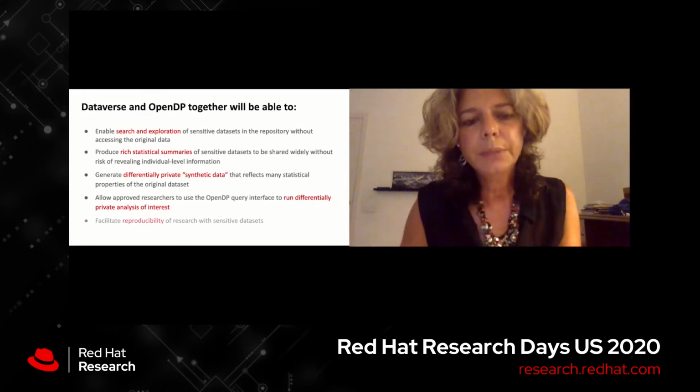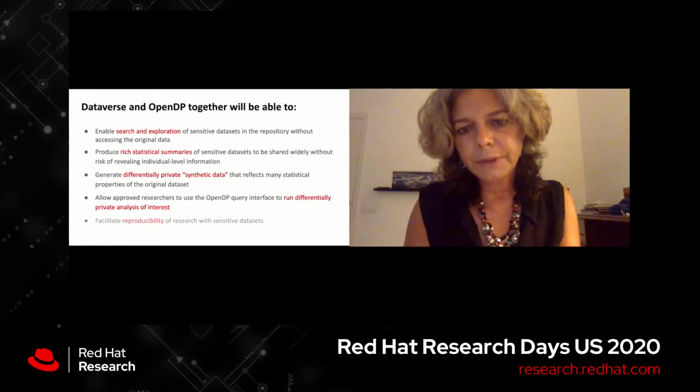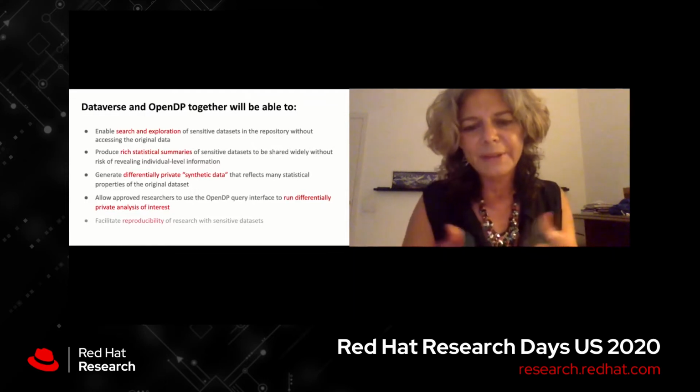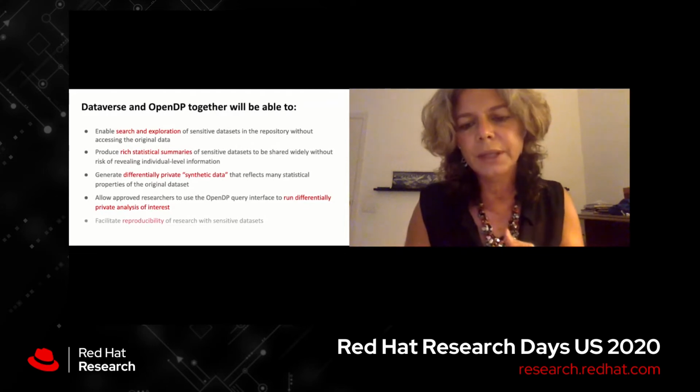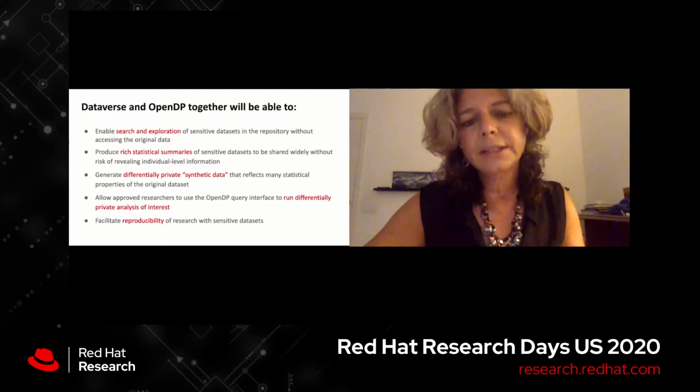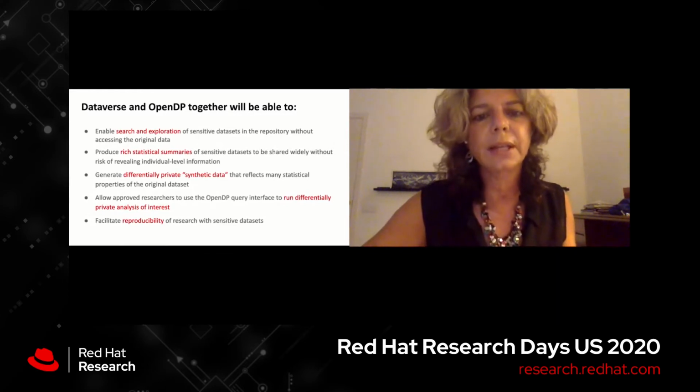We want to be able to facilitate reproducibility of research of sensitive data sets, which is now very difficult because obviously the data is not open. We're saying whenever possible, we want to make the data open and the code open. But in the cases that are not possible, we want to be able at least to provide enough queries and access to analysis of the data set, with privacy protections, but that can still reproduce the final results of a research study.